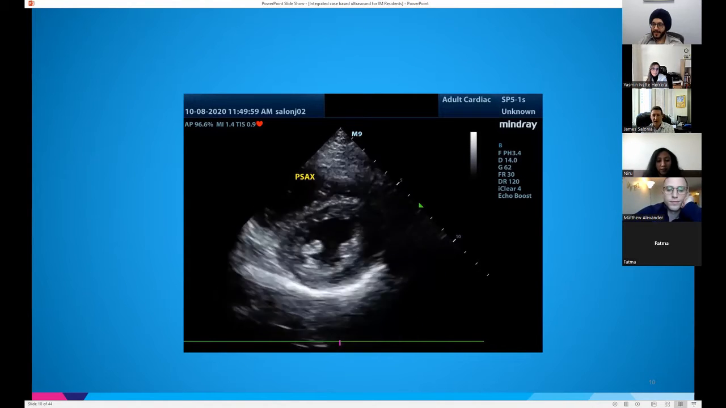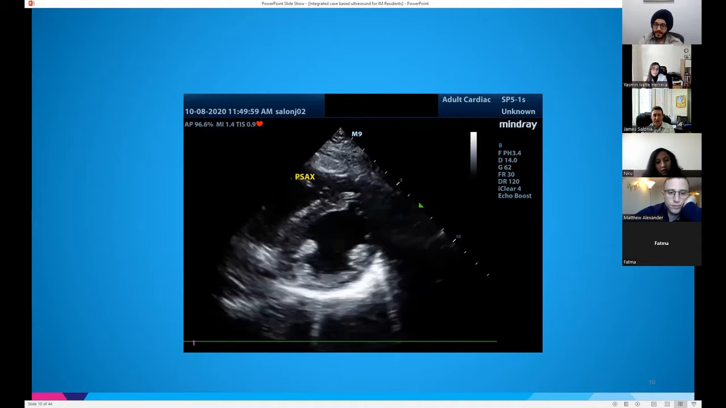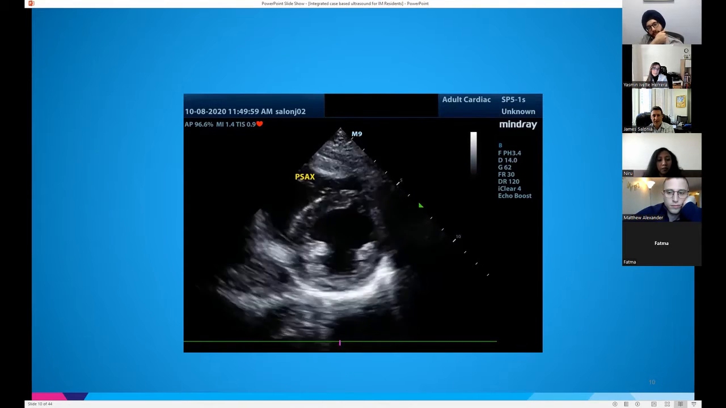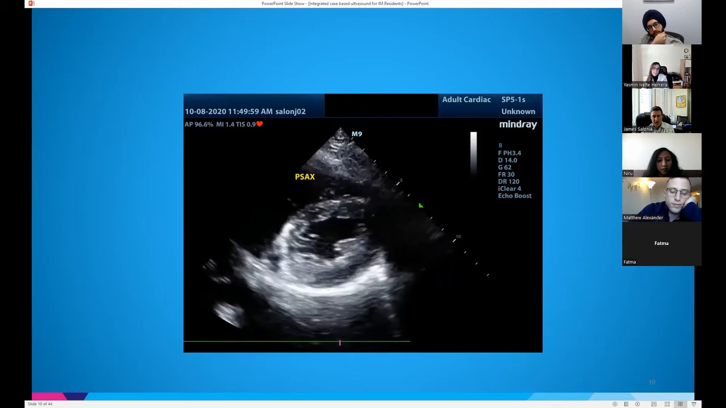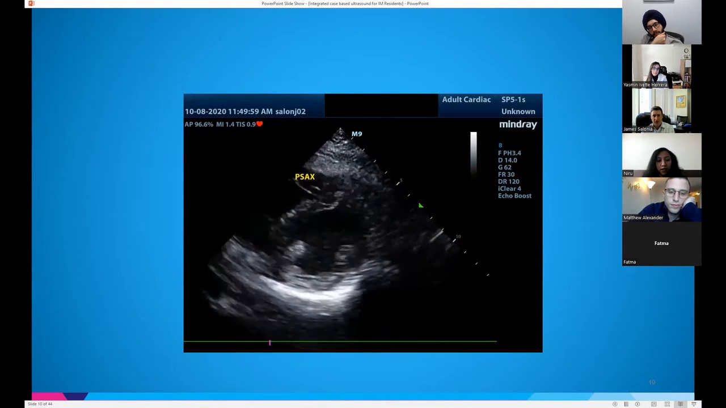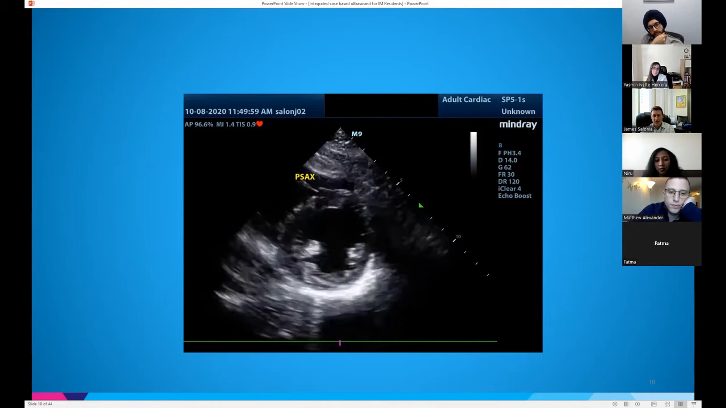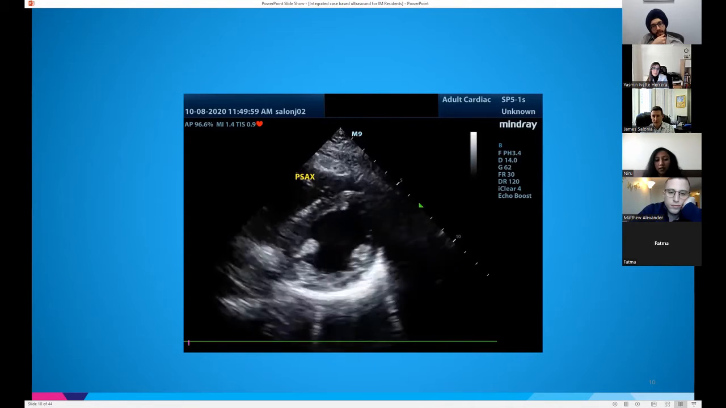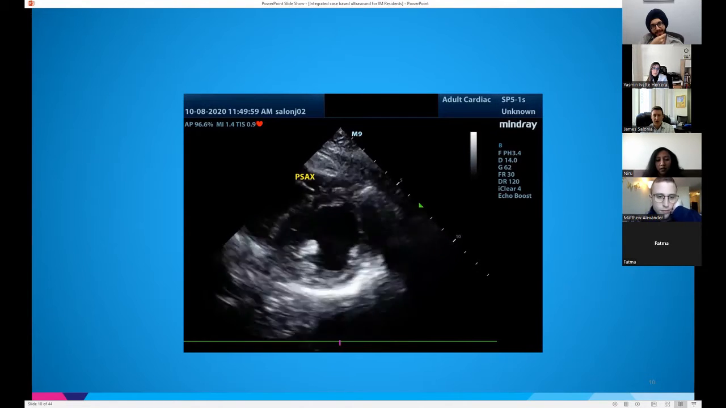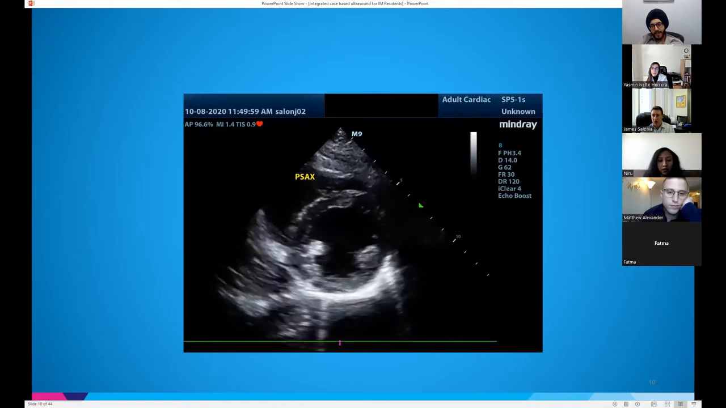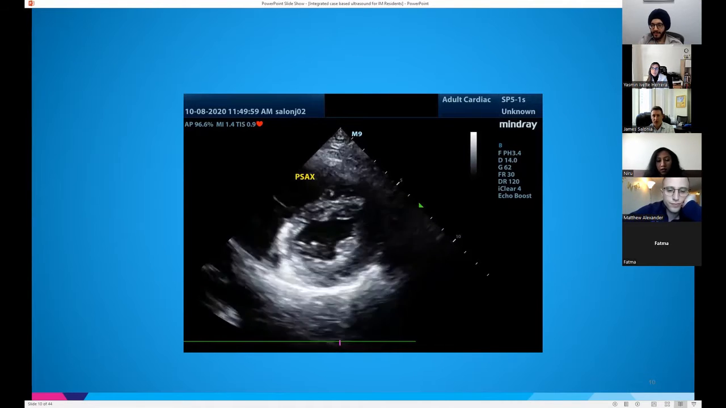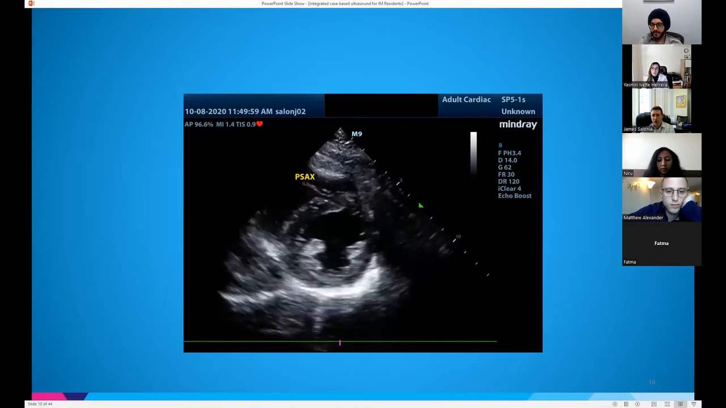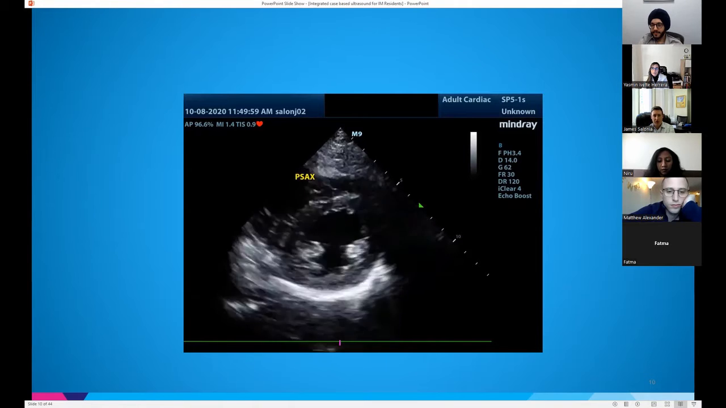And what do we think of the LV here? I mean, the LV function seems to be preserved. Good. I don't know if I'm able to comment on it being hyperdynamic. It doesn't seem like the cavity is nearly obliterated. Okay. So definitely, at the very least, it's a normal ejection fraction, right? So 50 to 70%. We have good myocardial thickness. We have good endomyocardial excursion.